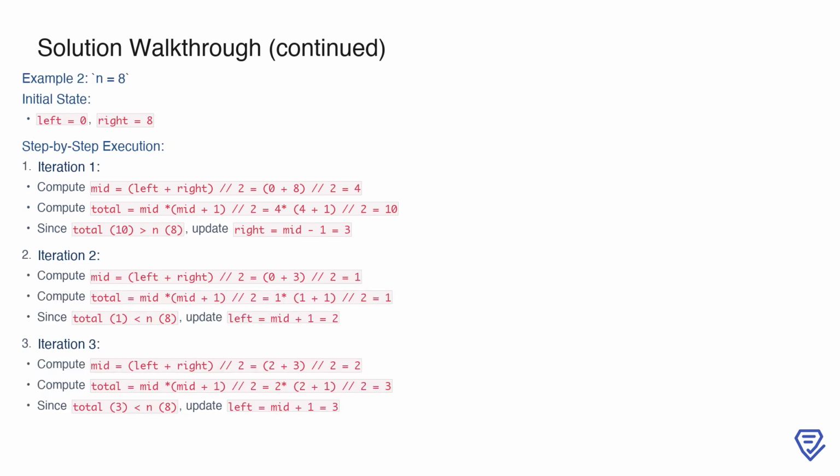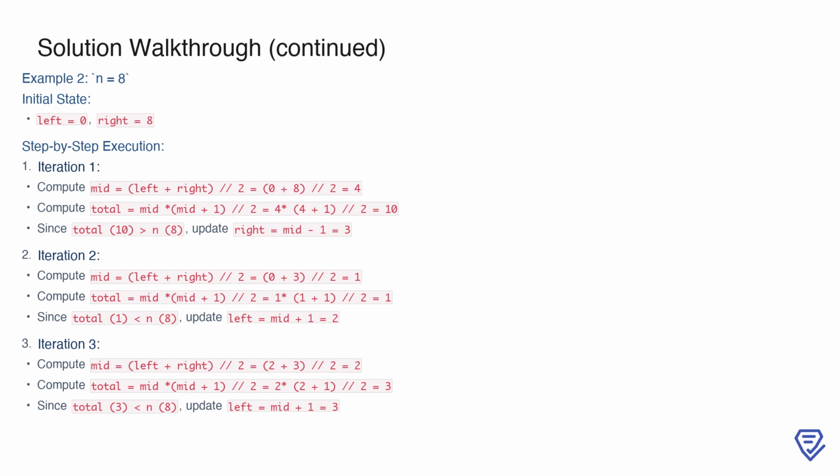Now, let's consider another example with n equals 8. Initially, left is set to 0 and right to 8. In the first iteration, we calculate mid as (left + right) // 2, which gives 4. Using the formula for the sum of the first mid natural numbers, the total is 10. Since this total exceeds 8, we adjust right to mid - 1, which becomes 3.